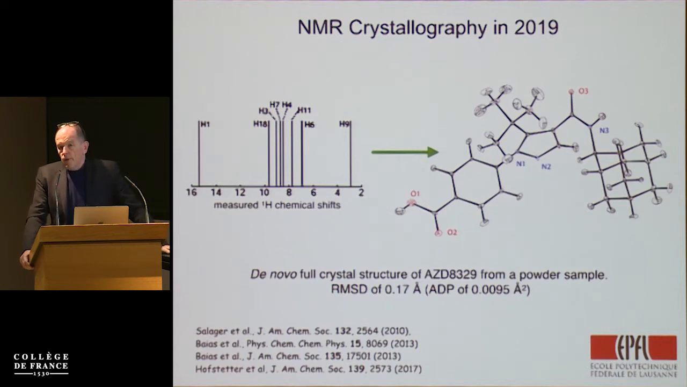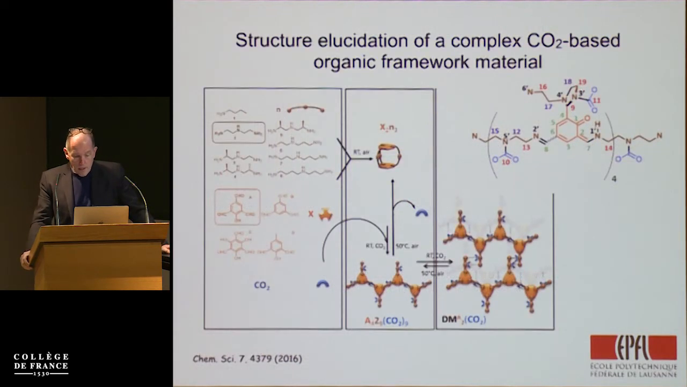I can take a powder with NMR today and determine a full crystal structure. This is an example from a drug molecule, AZD8329. It's a powder sample, and we determine a full crystal structure with an RMSD which is actually slightly better than the single crystal X-ray diffraction structure. Okay? And when I say today, I mean 2013, so since 2010. So for nearly a decade, we've actually been able to determine structures from powders by NMR. And it's a little bit weird that you probably don't know that. So that's going to be my starting point.